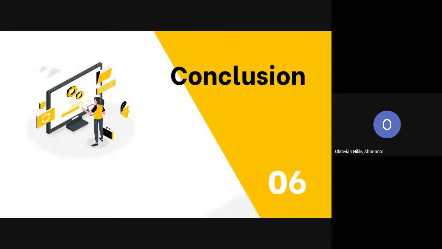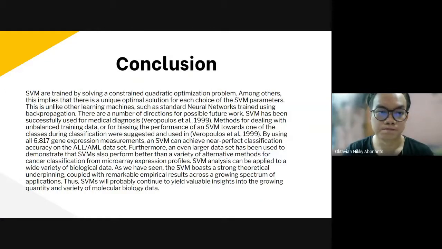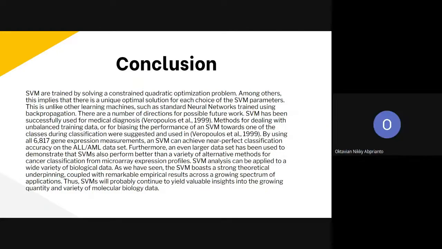And the last one is the conclusion. SVMs are trained by solving a constrained quadratic optimization problem. Among other things, this implies that there is a unique optimal solution for each choice of the SVM parameters. This is unlike other learning machines, such as standard neural networks trained using backpropagation.